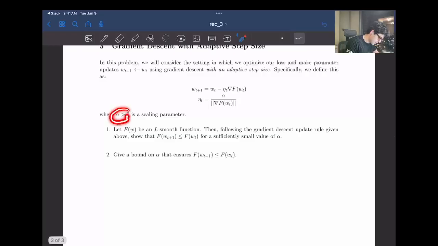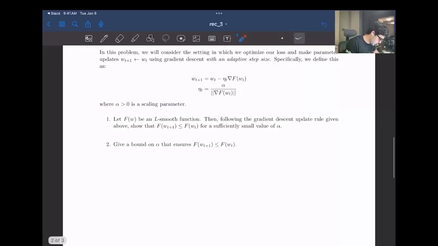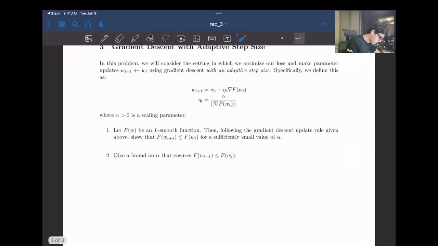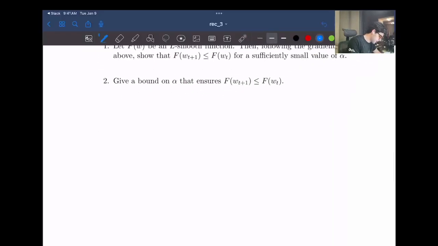Where alpha is a scaling parameter bigger than 0. The first question says that f is an L-smooth function, then for the gradient descent update rule given above, we have to show that this holds for a sufficiently small value of alpha. Okay, so how are we going to do this? First, we know that f is L-smooth, right? What does this mean? What can we say about f?